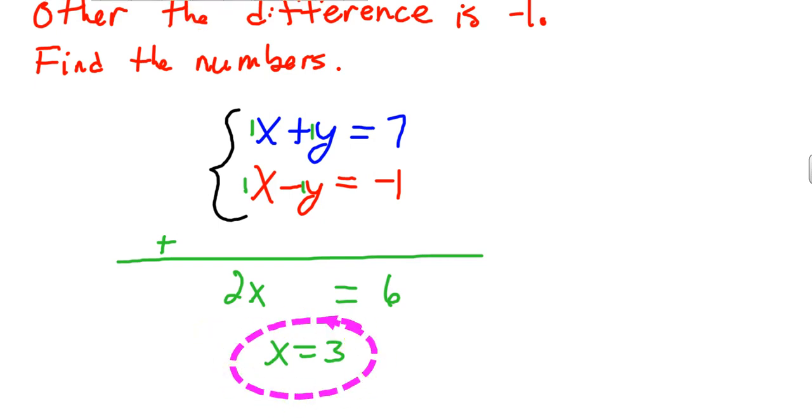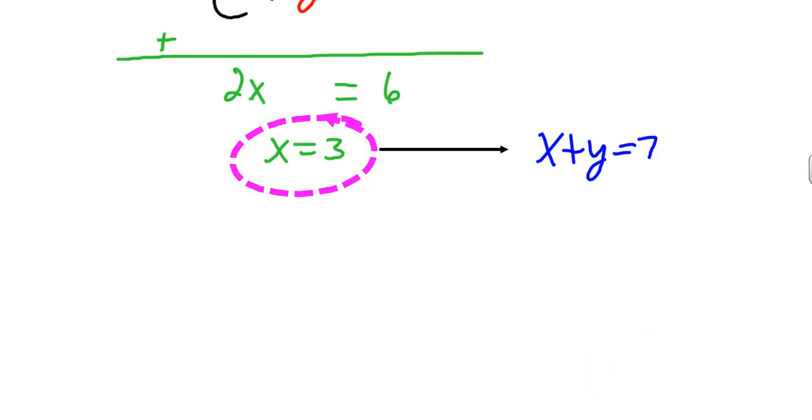Right, and same thing as before. You've got to plug this thing in. Let's go with it. I like addition better. Fewer negatives. Let's go with that one. So you got x plus y equals 7. Take the 3 and plug it in. So 3 plus what is 7? So y is 4.